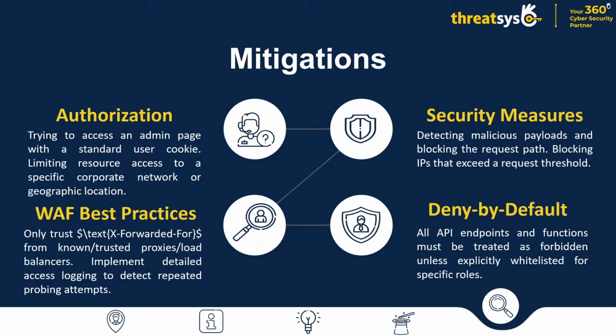Web application firewall best practices: only trust the X-Forwarded-For header from trusted proxies, and only known load balancers should be trusted. Implement detailed logging and monitoring to detect repetitive probing attempts. And fourth is deny by default, where by default all endpoints, API endpoints and functions should be forbidden unless some IPs or identities or roles are whitelisted to access those.